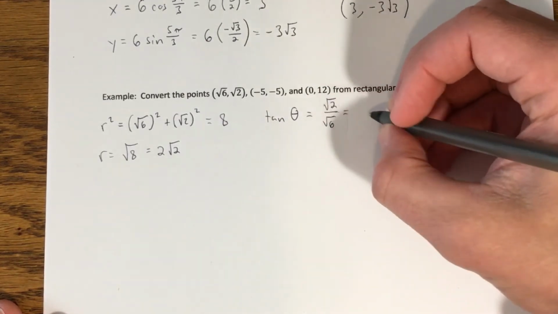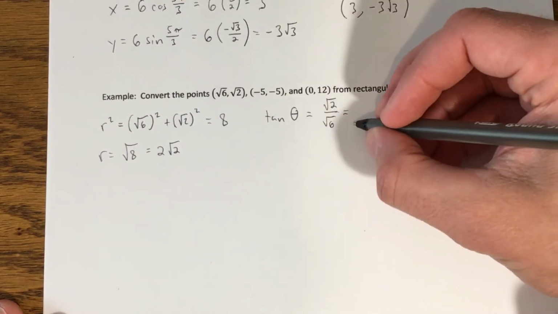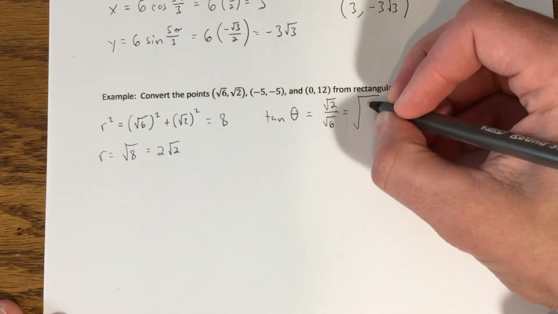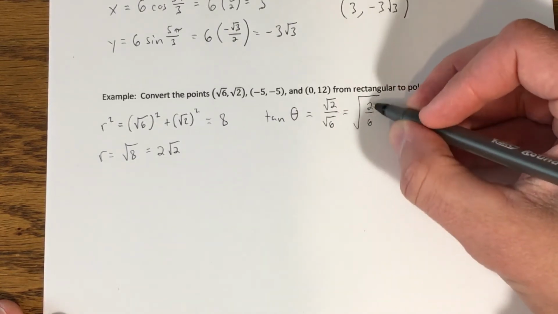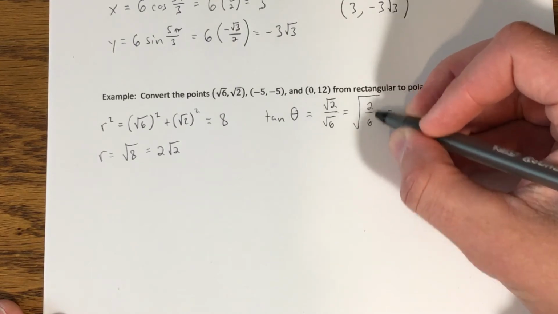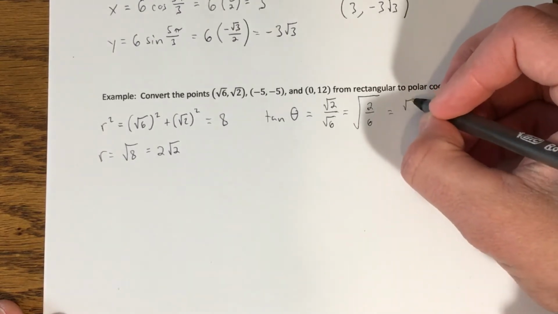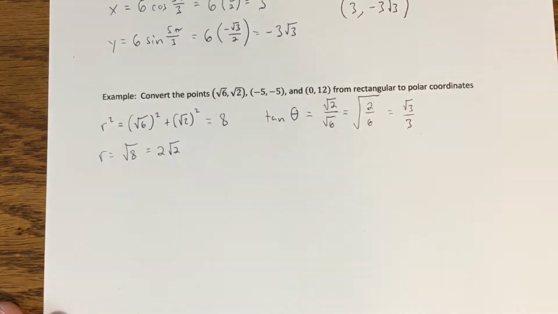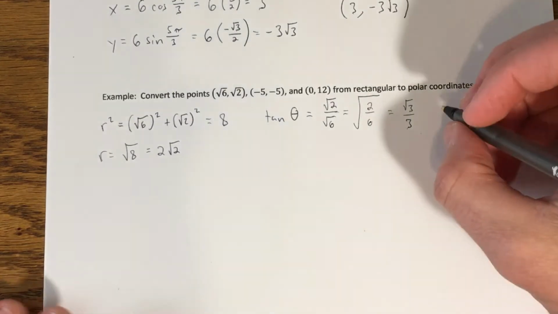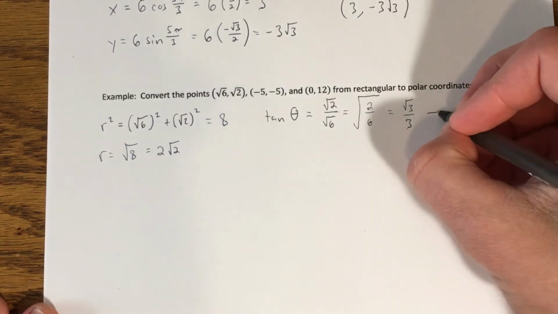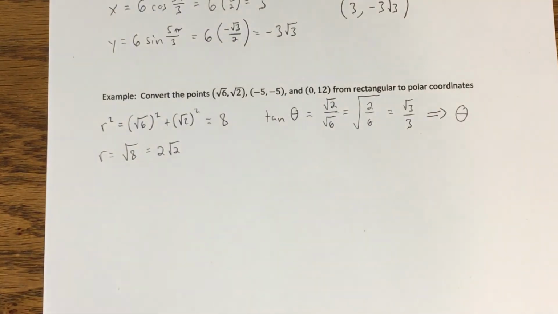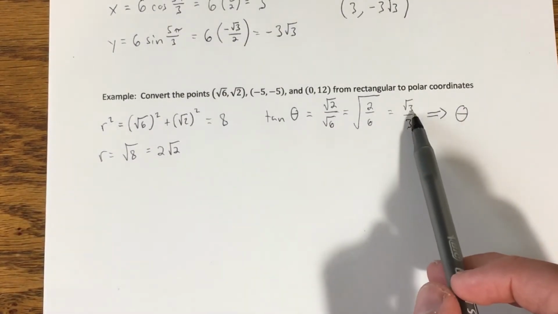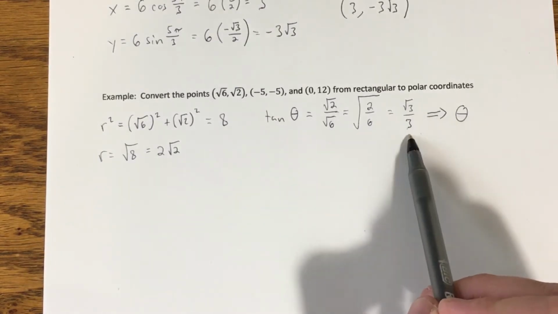We have a property of radicals that says if I have a radical over a radical, I can think of that as the square root, in this case, of 2 over 6. This becomes 1/3, which is the same thing as 1 over root 3, and if you rationalize that, you get root 3 over 3. That does look familiar to me. So theta could either equal pi over 6, because I know that tangent of pi over 6 is root 3 over 3.